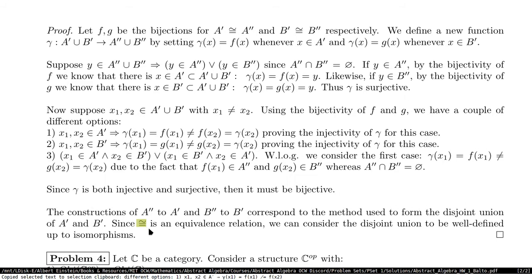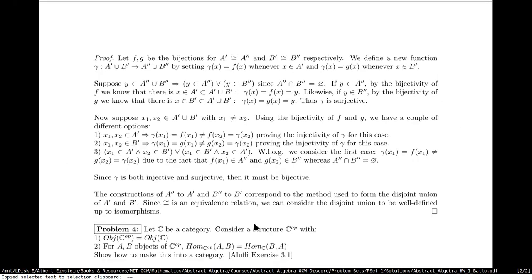Since this is an equivalence relation, we can consider this disjoint union to be well defined up to isomorphisms. Yeah, except I'm not sure. I mean, yeah, that's an equivalence relation. It's the same thing as saying that disjoint union makes sense until the two things that you're taking the disjoint union with are equivalent. Saying that isomorphism is an equivalence relation, I don't know, isomorphism means that the two things are the same. So, yeah.